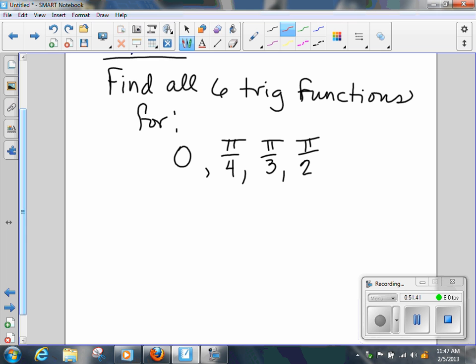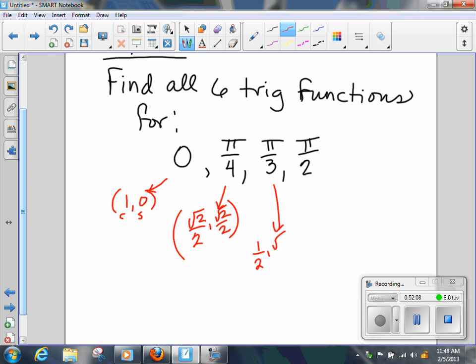What's the ordered pair for 0 radians? Oh, look, you already know cosine and sine. What's the ordered pair for pi over 4? Root 2 over 2, root 2 over 2. Well, I'll be daggone. What's the ordered pair for pi over 3, folks? 1/2, root 3 over 2. And what's the ordered pair for pi over 2? 0, 1. You already know cosine and sine for all 4 of those angles.